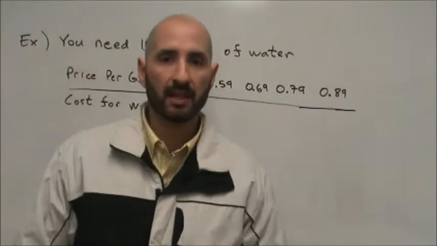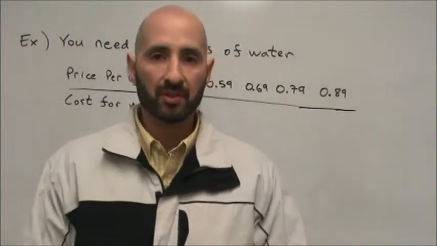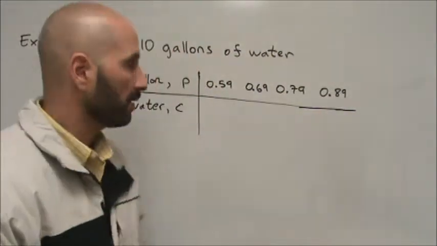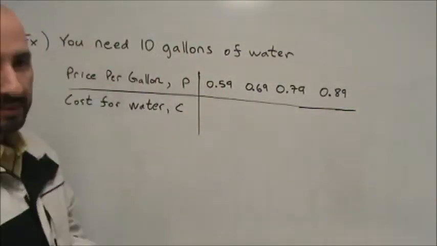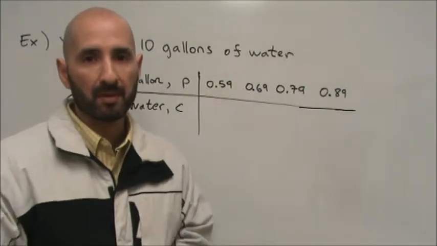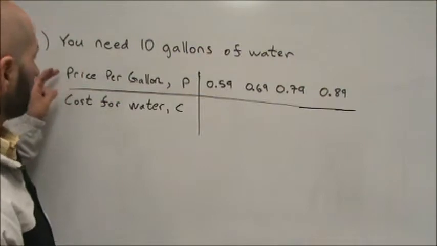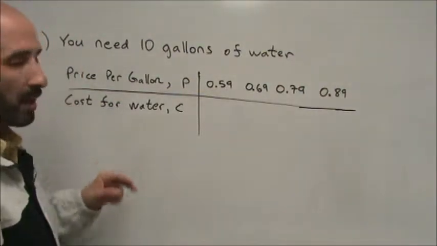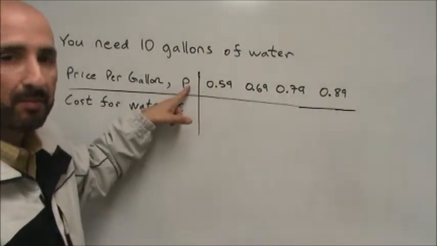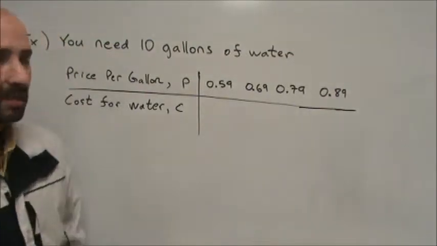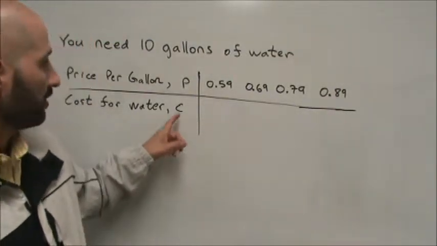I'd like to illustrate the idea of function notation using this example here. Let's say you need 10 gallons of water, be it for maybe a month for your household for drinking purposes, making tea or coffee or whatnot. Let's say the input variable here is the price per gallon, denoted by the letter P, and the output variable being the cost for the water, denoted with the letter C.